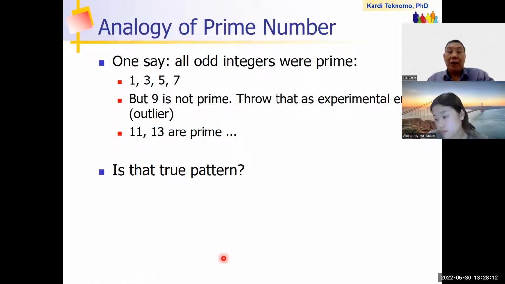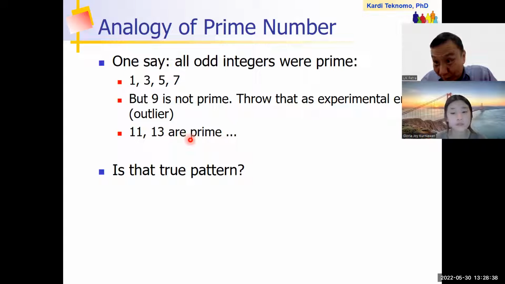Okay. So an analogy is prime numbers. So one can say, oh, all odd integers are prime. Yeah? 1, 3, 5, 7. 1 is not prime, but okay, exception. And then you say 9 is not prime. Okay, that's an exception again. And then you will say, see, 11, 13 are prime. Okay. And then 15 is not prime. Oh, exception again. So many exceptions, yeah. So practically, this is a wrong hypothesis, right? So it's not a true pattern.